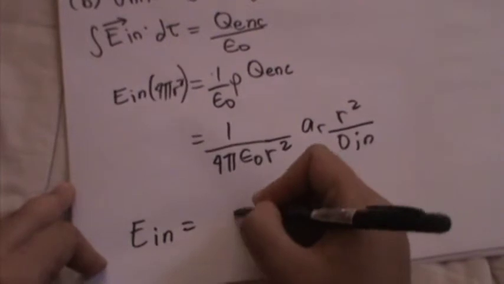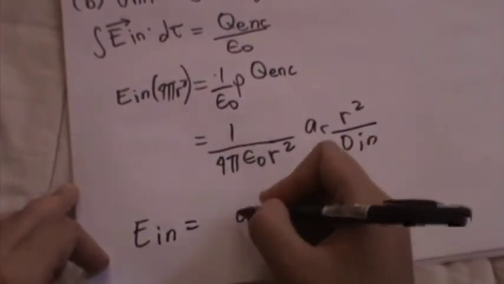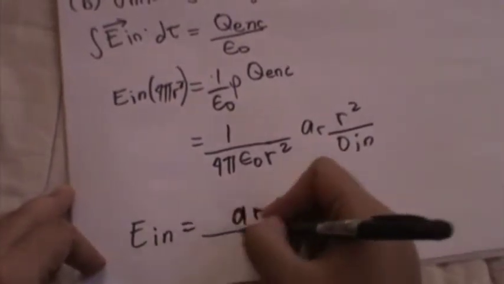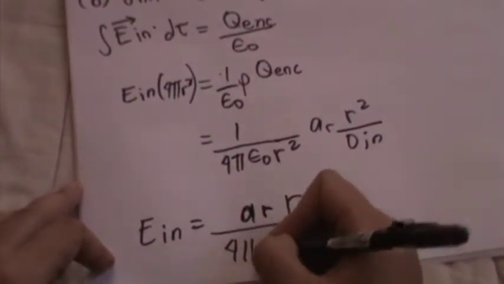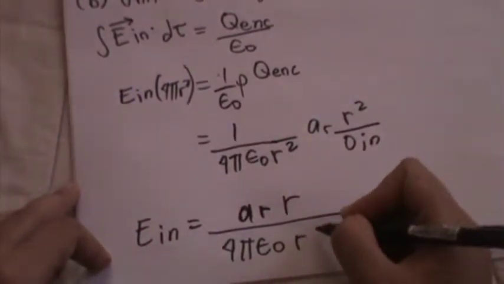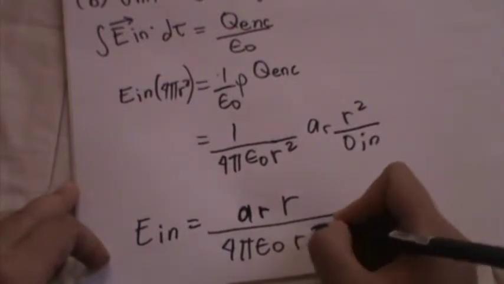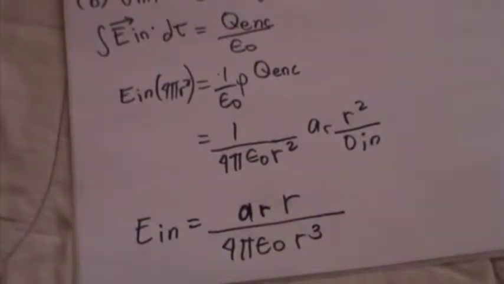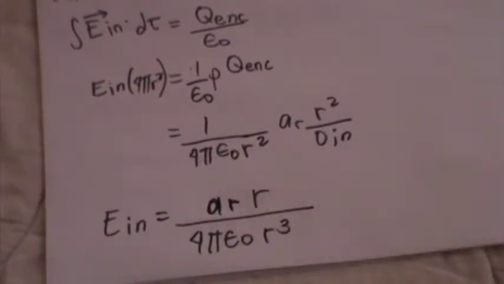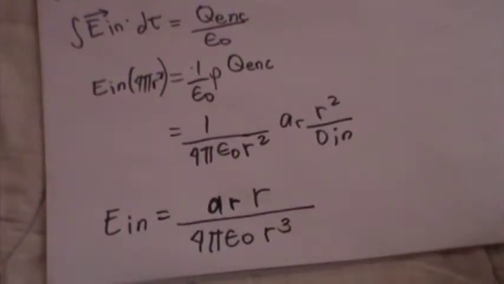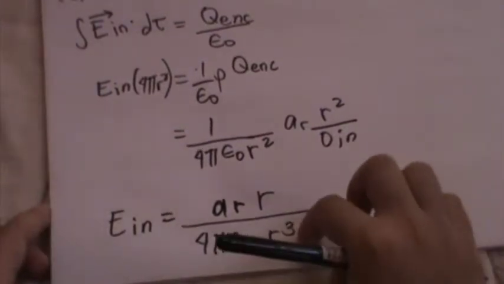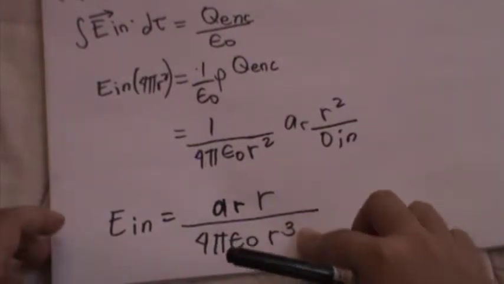E inside is equal to Q r over 4 pi epsilon naught R cubed. If you take a look at this one, we'll just see that the electric field inside has a value.